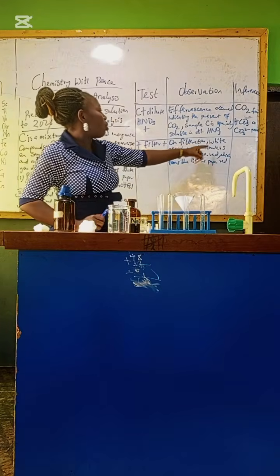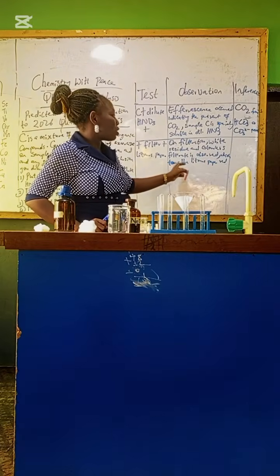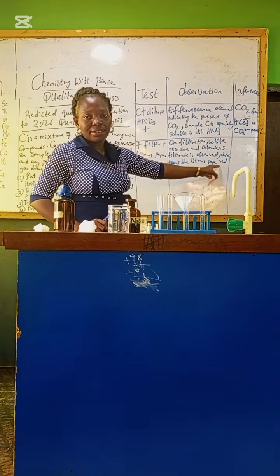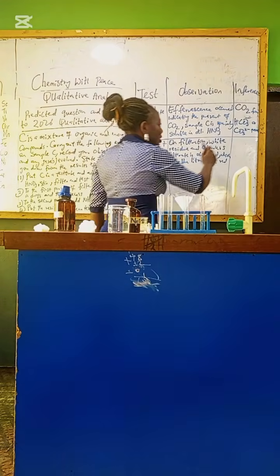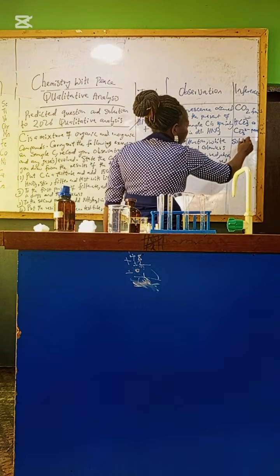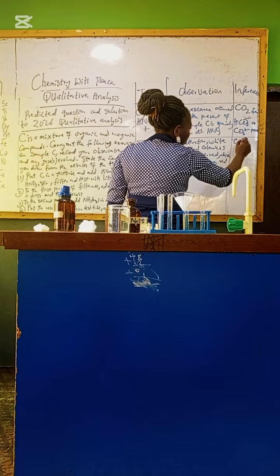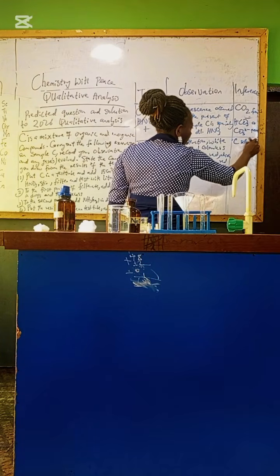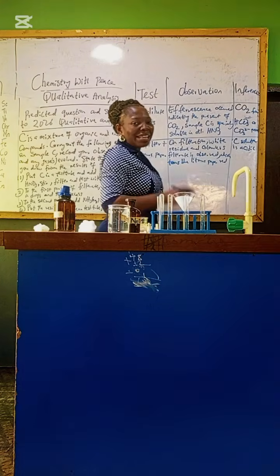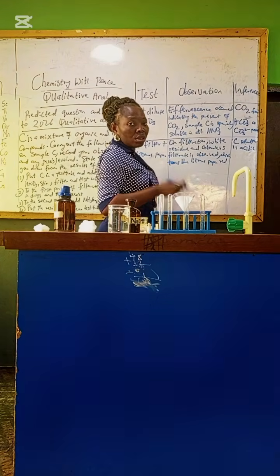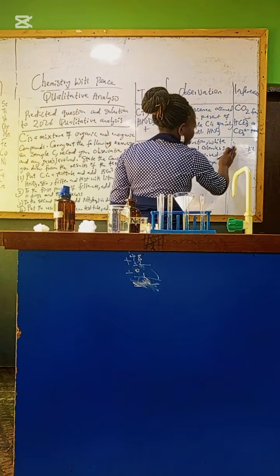On filtration, white residue and colorless filtrate is observed. It turned blue litmus paper red. So because it turned blue litmus paper red, in the inference we write this solution is acidic. Or you can write it is an acidic solution. Anyhow you want it, it is acidic solution.